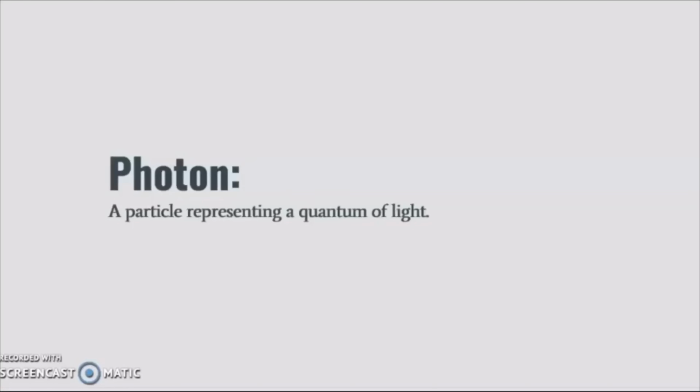So if you type photon into Google, this is what you're going to get: a particle representing a quantum of light. And a quantum is just like a little package.